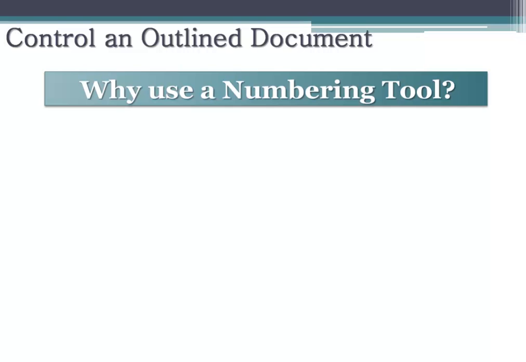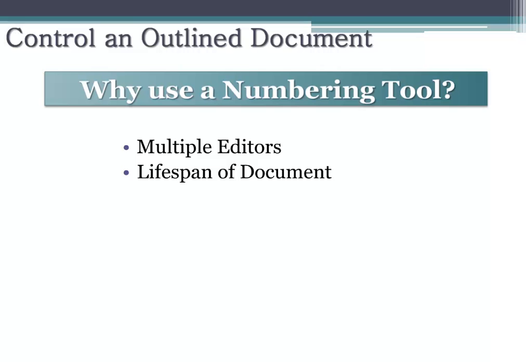There are a number of great reasons to use automated numbers within your outlined document. First, multiple editors. Most legal documents have many different people working on them. It's hard to keep track of what others are doing. Add to that, the lifespan of these documents at law firms are usually very long. Sometimes they are being edited for months.